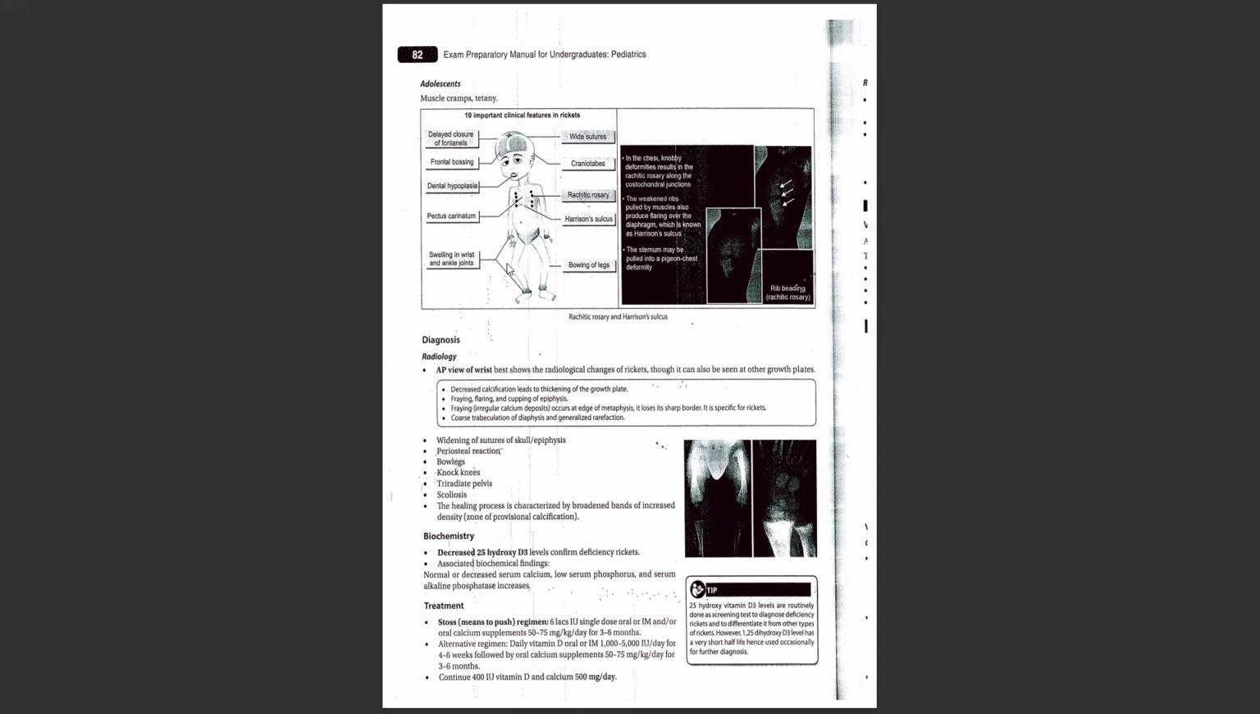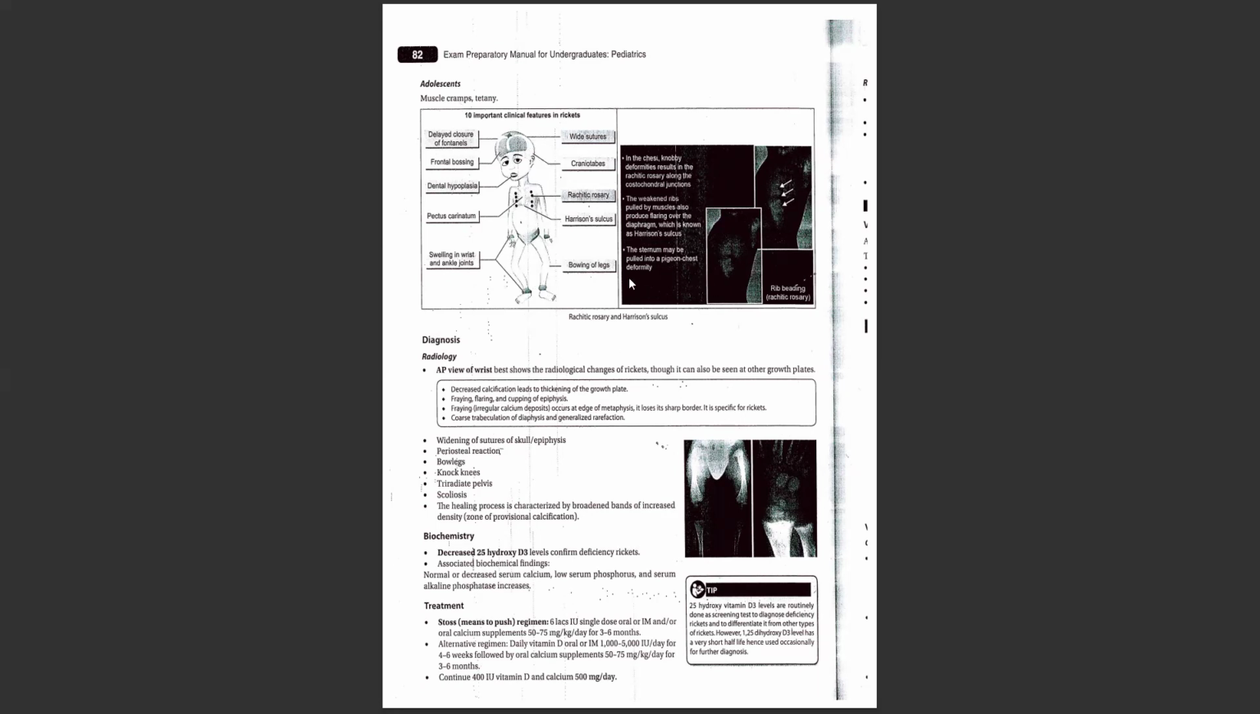That is a depression at the attachment of the diaphragm to the chest wall. Then in the wrist and ankle joints, we have swelling, and there will be bowing of the legs because of weight bearing. Because of decreased mineralization, the legs bow. That is called bowing of the legs. So these are the 10 important clinical features in rickets from head to bottom.